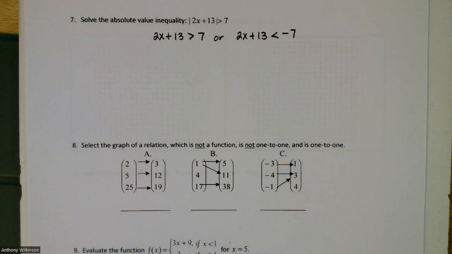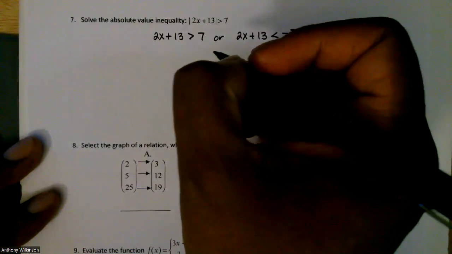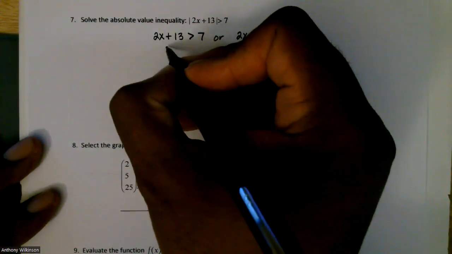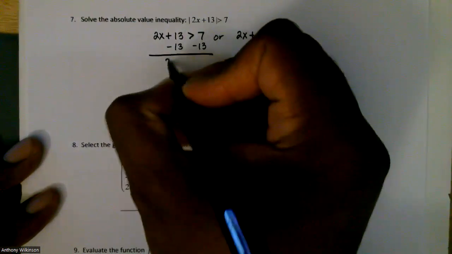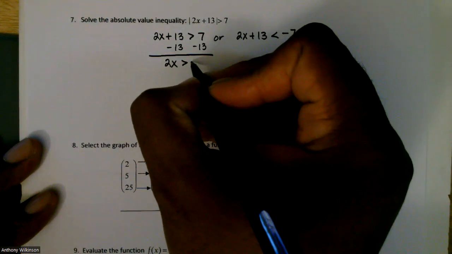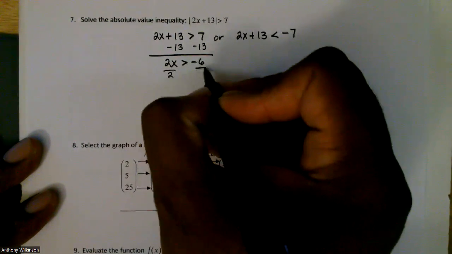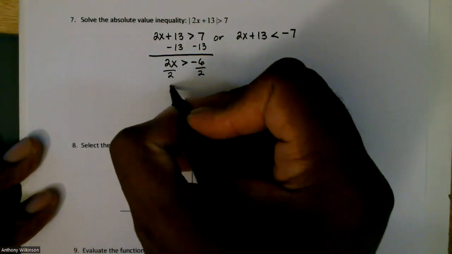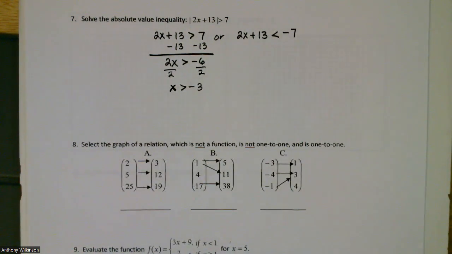Now for each inequality, we're going to get x by itself. So for the 2x plus 13 is greater than 7, I subtract 13 on both sides. That will mean 2x is greater than negative 6. And then divide both sides by 2. You'll get x is greater than negative 3. And as you can see here, I divided both sides of an inequality by a positive number. So that means that inequality symbol remains the same.